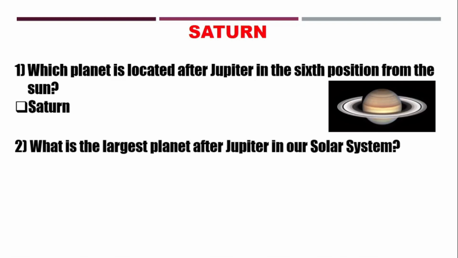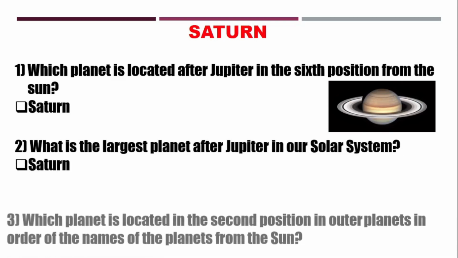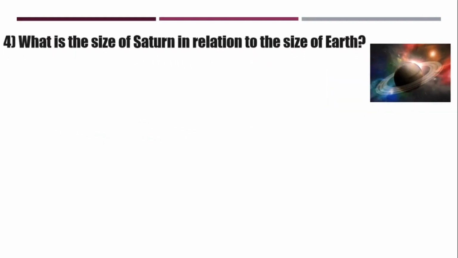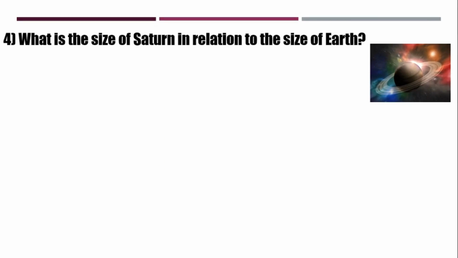Saturn. What is the largest planet after Jupiter in our solar system? Saturn. Which planet is located in the second position in outer planets, in order of the names of the planets from the Sun? Saturn. What is the size of Saturn in relation to the size of Earth? 9 times larger than the Earth.